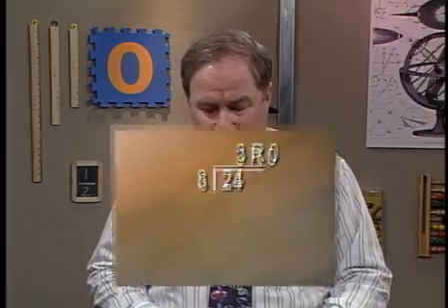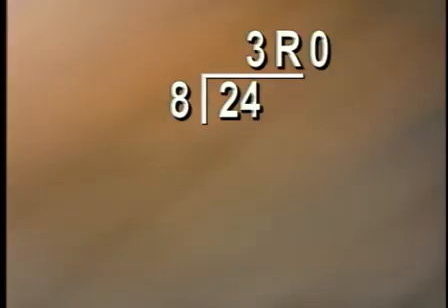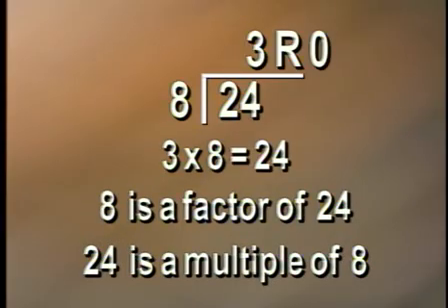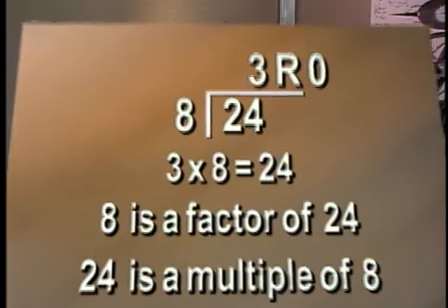So, let's see. If 8 is a factor of 24, that means that 8 divides evenly. And as you can see, 8 goes into 24 3 times with a remainder of 0. 3 times 8 is 24. 8 is a factor of 24. 24 is a multiple of 8. And the ancients, as they were looking around at the various counting numbers, saw something quite significant. There were really 3 types of numbers.